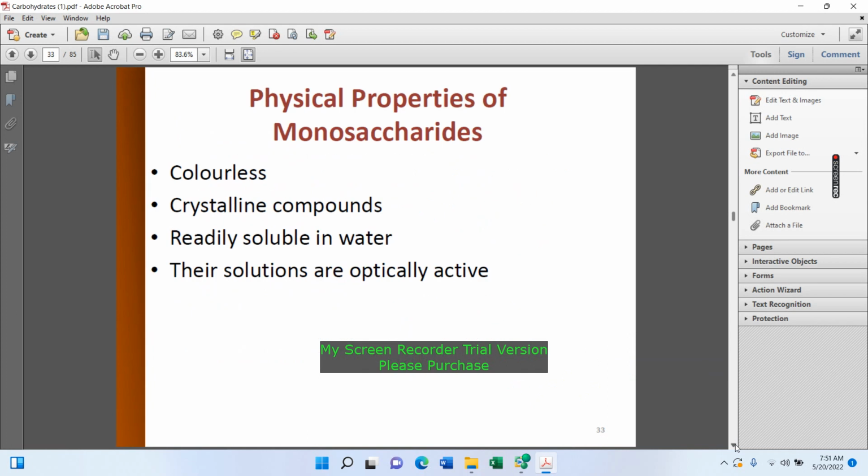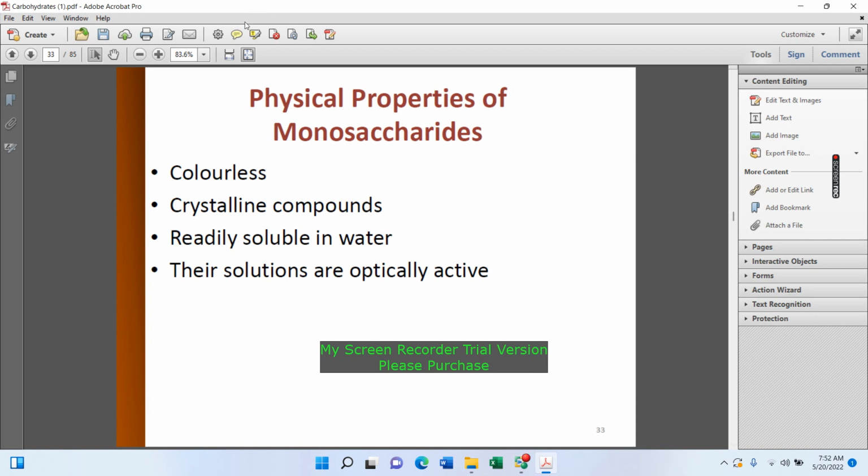Okay, so let's move to the next one. Physical properties of monosaccharides. So what are the physical properties of monosaccharides? Colorless crystalline compounds, readily soluble in water. Their solutions are optically active. So monosaccharides are colorless, crystalline compounds, readily soluble in water, and the solutions are optically active.